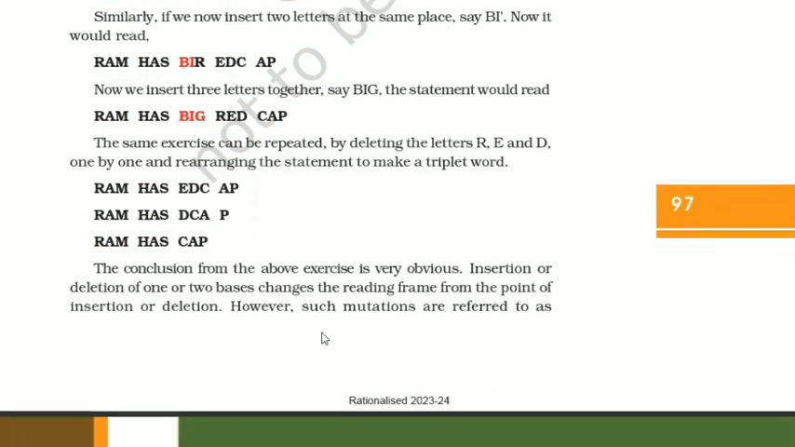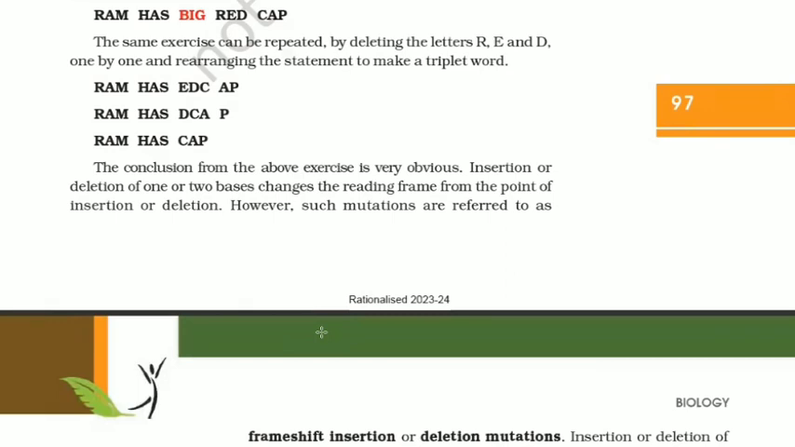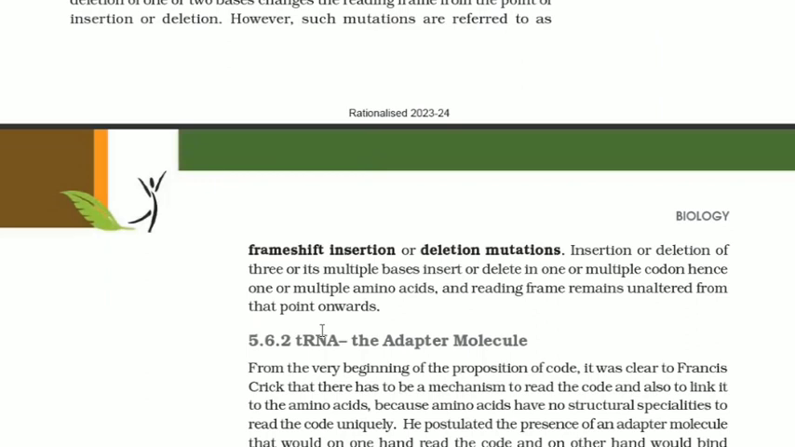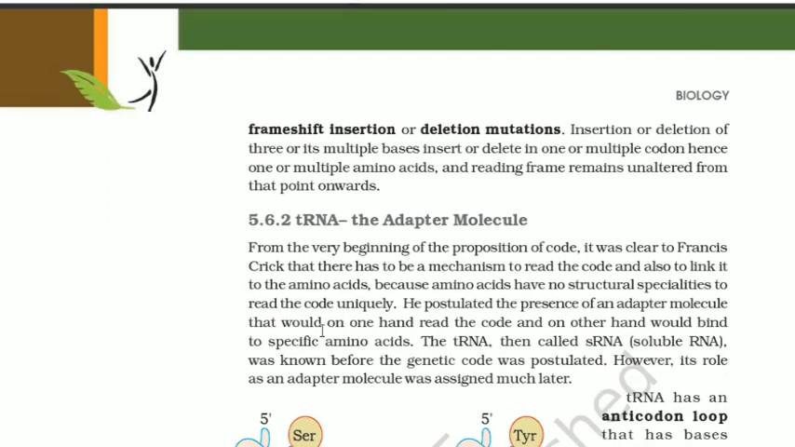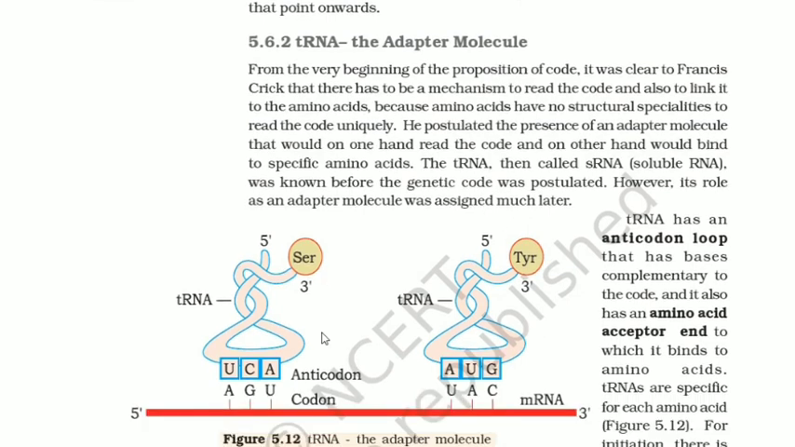The conclusion from the above exercise is very obvious. Insertion or deletion of one or two bases changes the reading frame from the point of insertion or deletion. Such mutations are referred to as frameshift insertion or deletion mutations. Insertion or deletion of three or its multiple bases inserts or deletes one or multiple codons. Hence, one or multiple amino acids are affected and the reading frame remains unaltered from that point onwards.